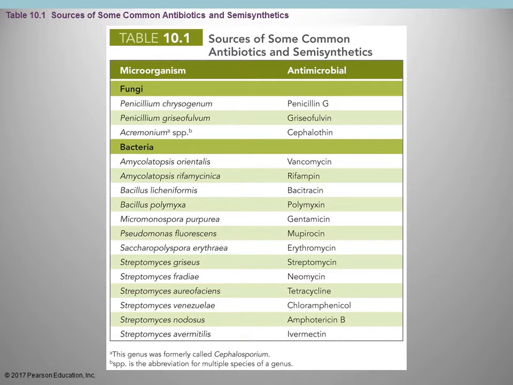Some common sources of antibiotics and semisynthetics are listed here. As you see, some of the organisms are fungi and others are bacteria. And you can see in the right column the antibiotic that they naturally produce. You might be thinking, why is a bacterium producing an antibiotic in the first place? Or why is Penicillium producing penicillin? It gives it an advantage.